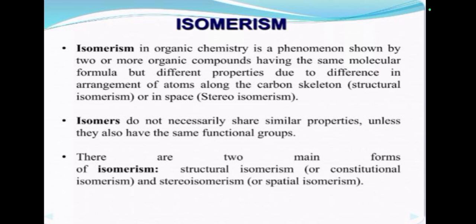Isomers do not necessarily share similar properties unless they also have the same functional group. There are two main forms of isomerism. First one, structural isomerism, also known as constitutional isomerism. Second one, stereoisomerism, also known as spatial isomerism. These are the two main forms of isomerism.